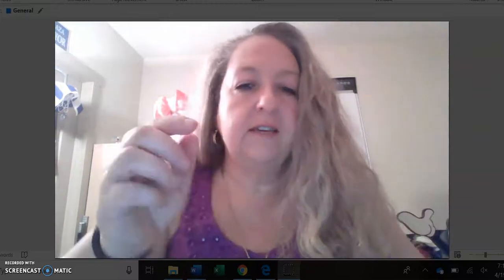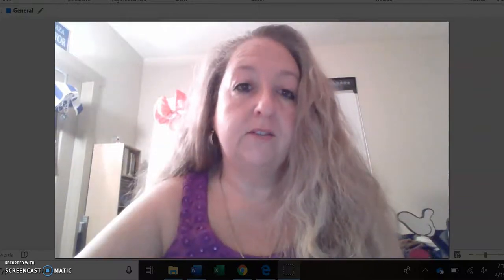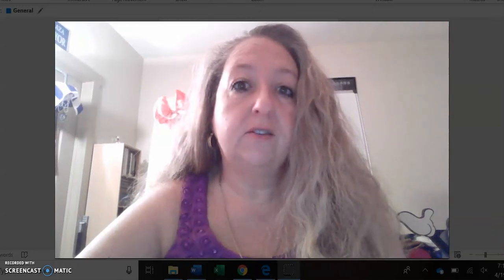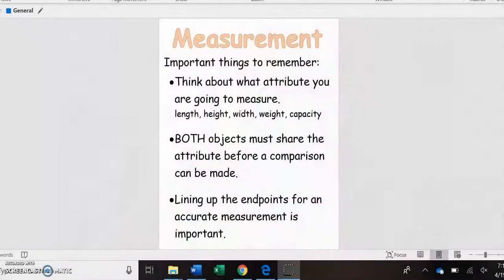Now, there are a few things that are very important with measurement. So I'm going to show you something that has some really important things to remember when you're measuring, and then we will practice with the pennies and the paper clips. So measurement: important things to remember when you are talking about measurement.